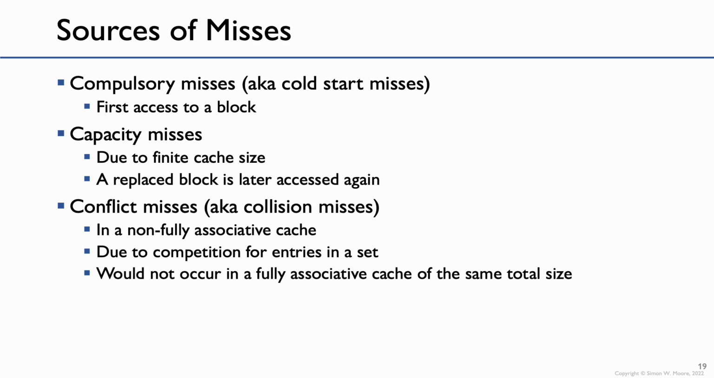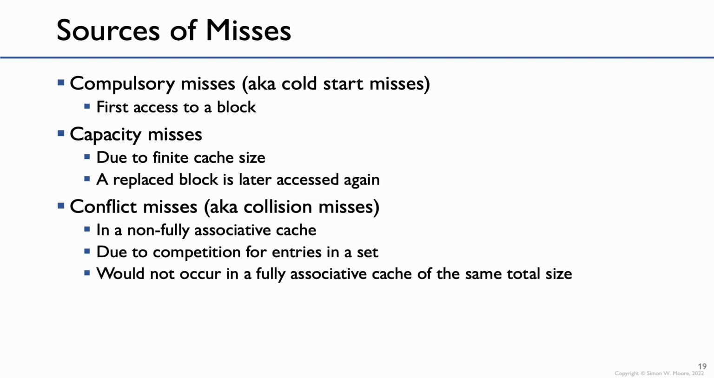And really all we can do there is rely on hopefully getting that data fairly quickly from another level in the memory hierarchy. We can also have conflict misses or collision misses, and this really happens in a non-fully associative cache. So if we've got a set associative cache or a direct mapped cache, we can end up with competition for entries in the cache line. And as I said, this is particularly a problem with direct mapped caches.